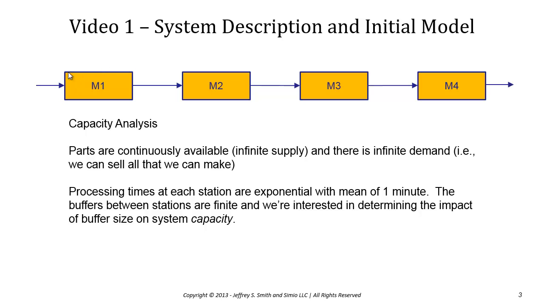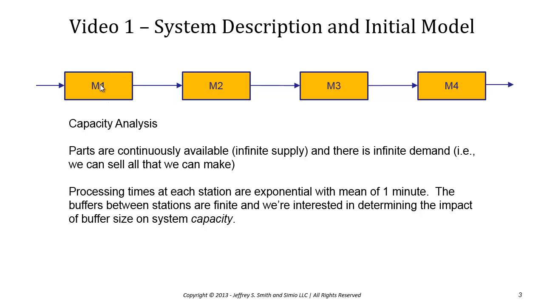So another interesting component of a capacity analysis is that we're assuming that we have an infinite supply of parts. So we have an infinite supply of raw materials waiting in front of machine 1, and we have an infinite demand, so we can use all of the parts that the system makes. For our initial model, we'll assume that the processing times at each station are exponential with a mean of 1 minute. And so again, we're also assuming that we have finite buffers, capacitated buffers in between stations.